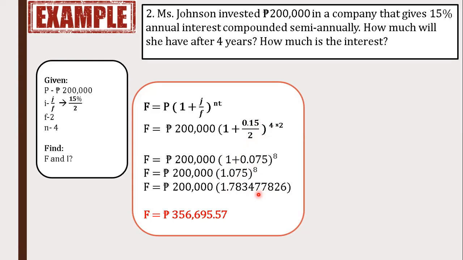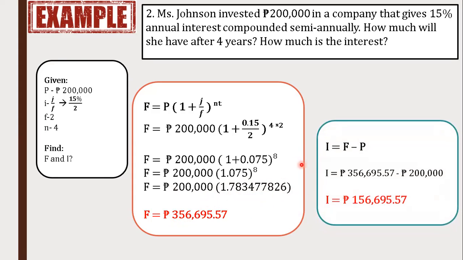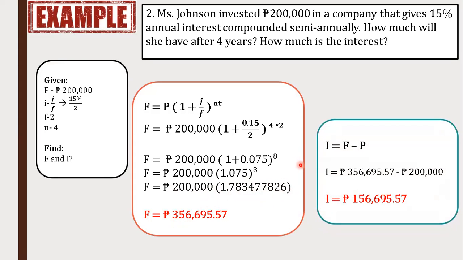Unless we are on the final answer, you need to round it off. But it's not the final answer yet, so you need to write the whole decimal value here. Therefore, in this case, you multiply it to 200,000, you will get 356,695.57 pesos. We're ready to solve for the interest, which is F minus P.